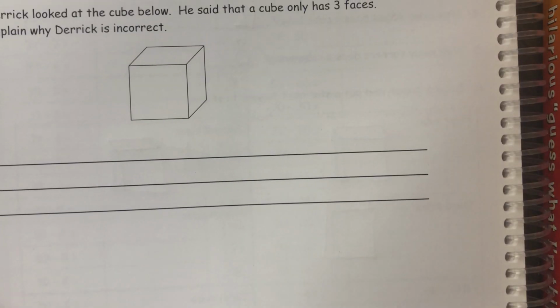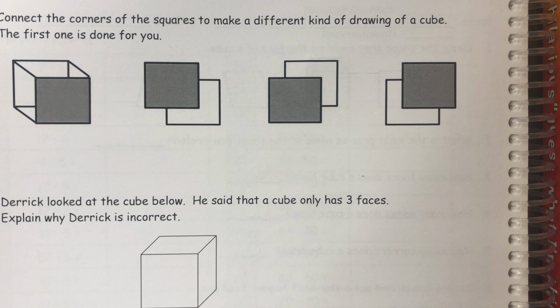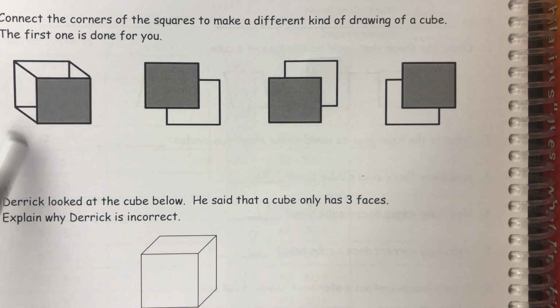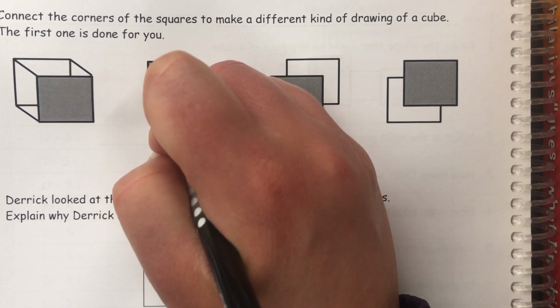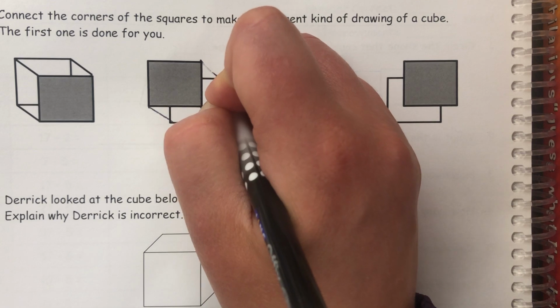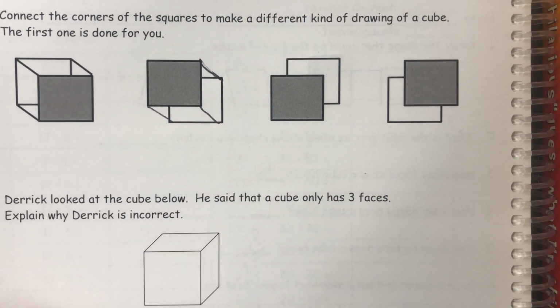Okay, now at the top here, they want us to connect the corners of the squares to make a different kind of drawing of a cube. The first one is done for you, okay? So this is different. This one has the shadow going to the outside and then the corners are connected, okay? But let's go ahead and let's try this one. Cool.